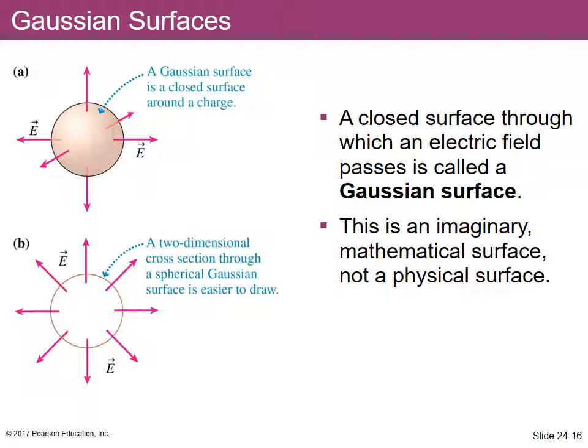Suppose we surround a region of space with a closed surface, a surface that divides space into distinct inside and outside regions. Within the context of electrostatics, a closed surface through which an electric field passes is called a Gaussian surface, named after the 19th century mathematician Carl Gauss. This is an imaginary mathematical surface, not a physical surface, although it might coincide with a physical surface.